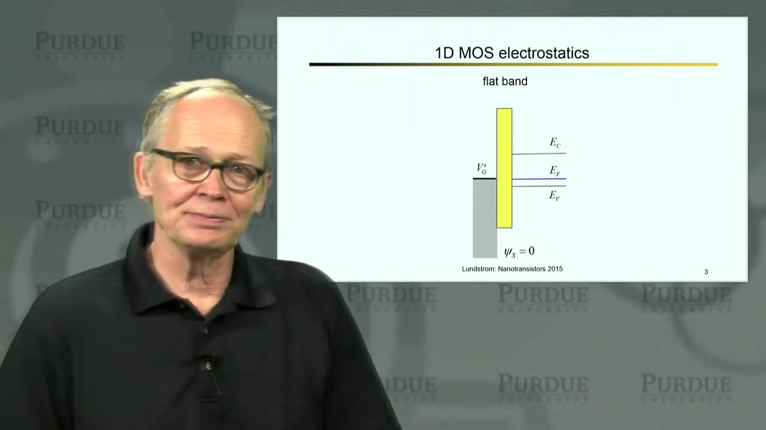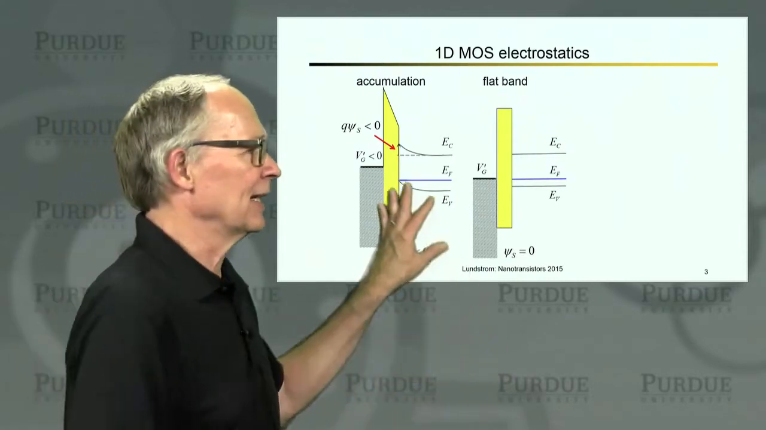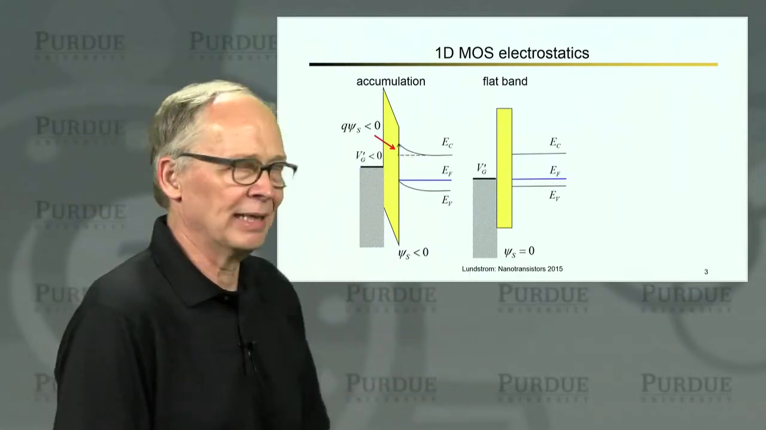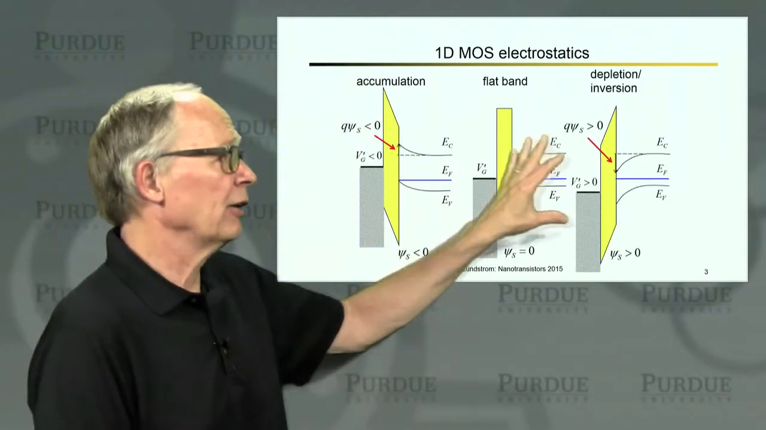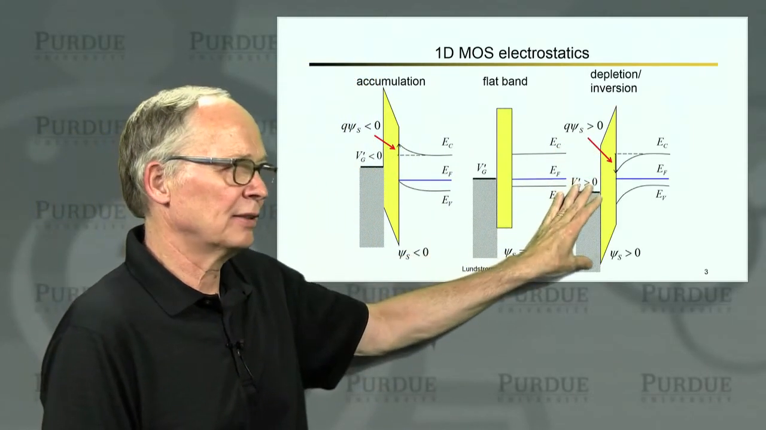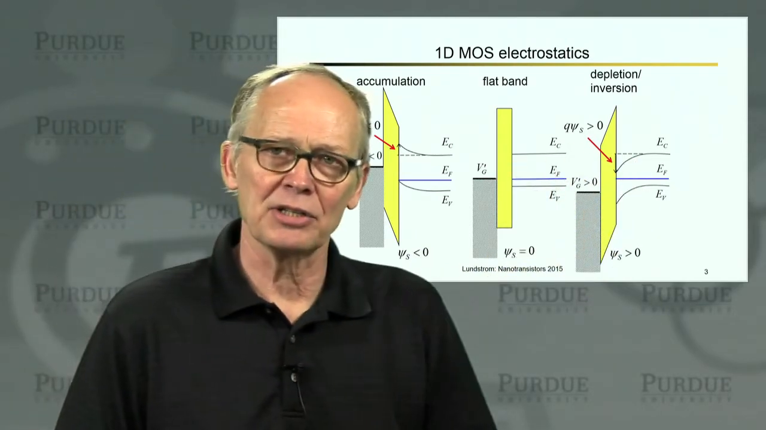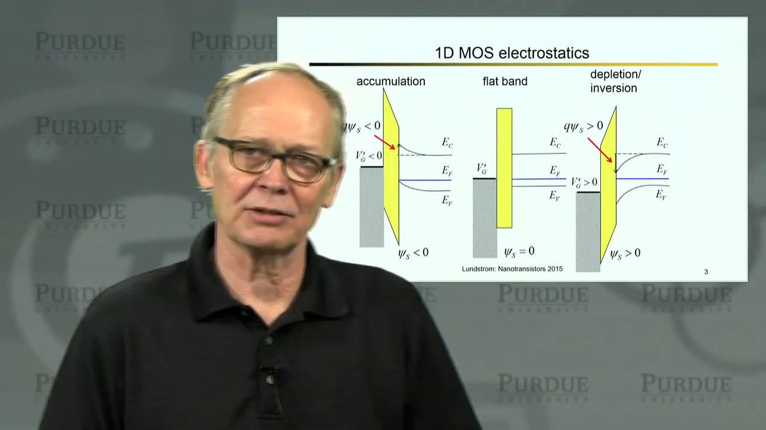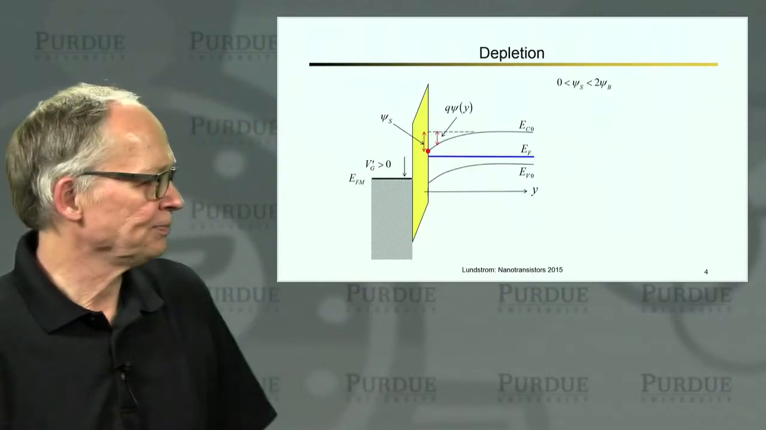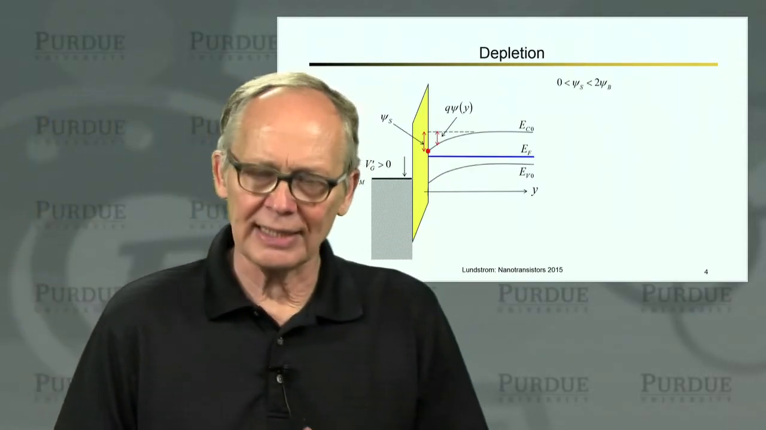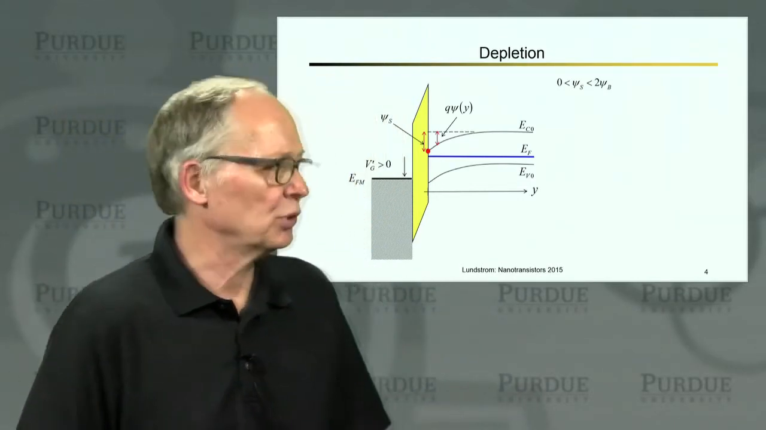Just to remind you where we are, we're not in accumulation. That is, we haven't applied a negative voltage to bend the bands up and have majority carriers pile up at the interface. We are in depletion. We've applied a positive voltage. We're bending the bands down, but we haven't applied a large enough voltage to have a significant electron concentration near the surface. So we only have depleted charge. So we're going to be focusing on this depletion region of operation, and there we can solve the Poisson equation.